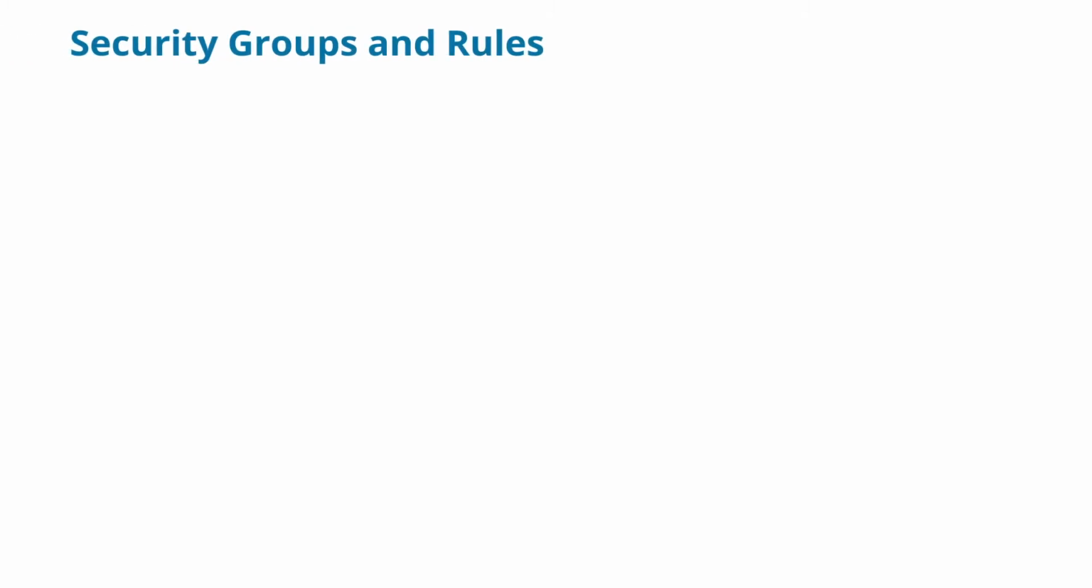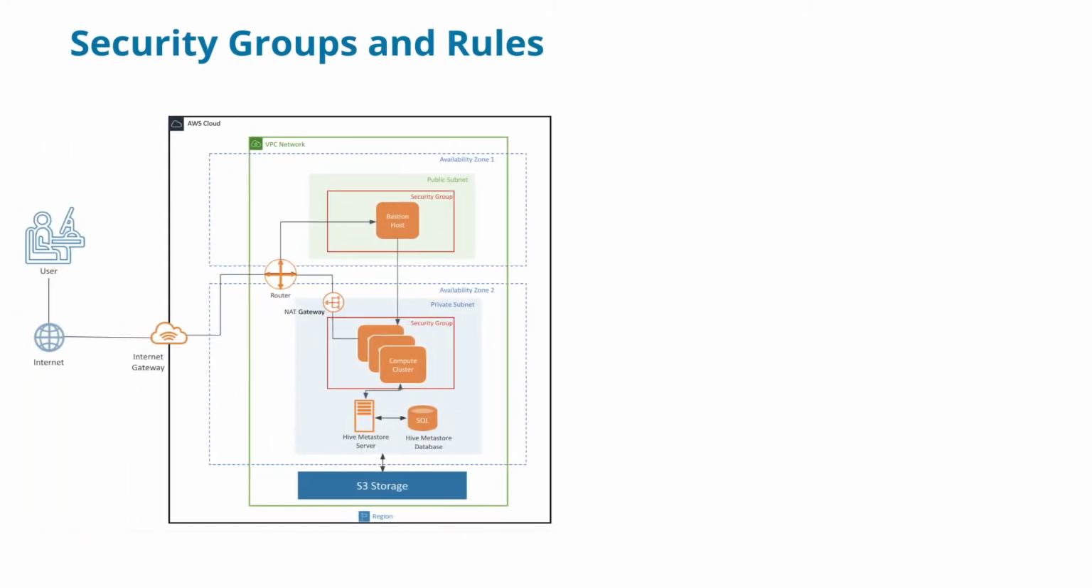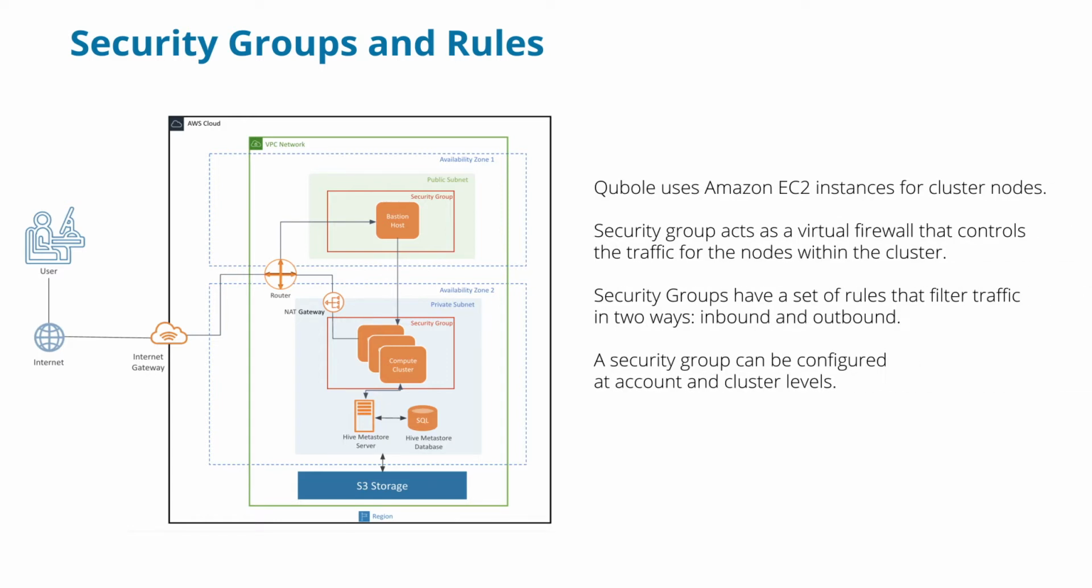The AWS VPC instances are associated with a unique security group that acts as a virtual firewall and controls the traffic in the VPC. Security groups have a set of rules that filter traffic in two ways: inbound and outbound. The rule defines the protocol, such as HTTP and ports, for the source and destination IP addresses for communication.